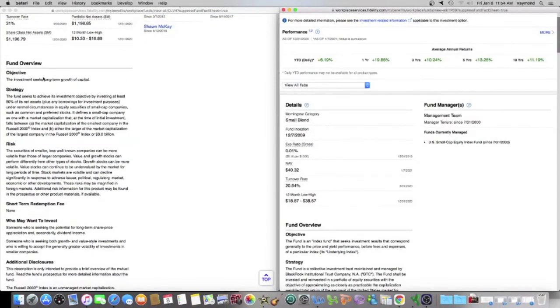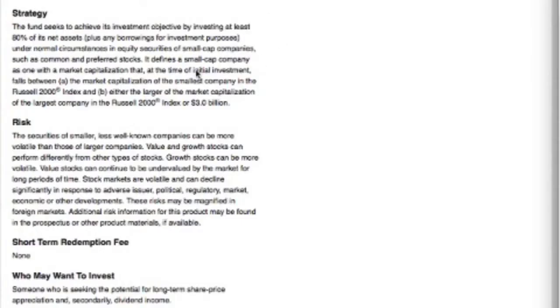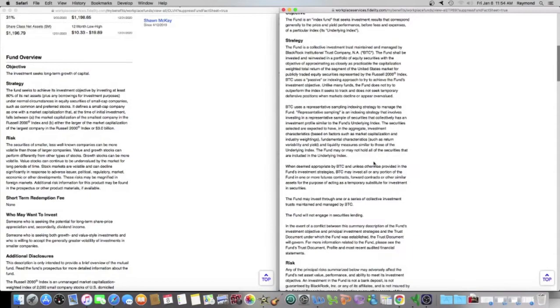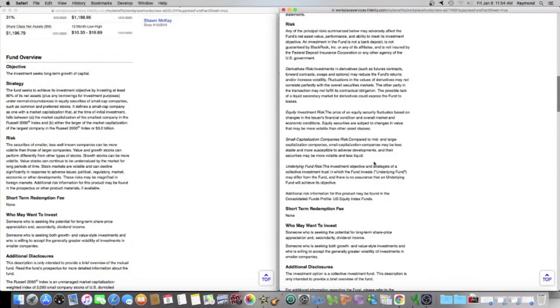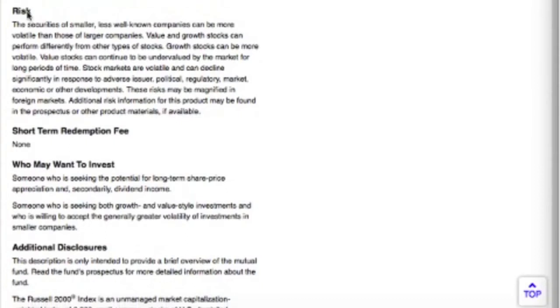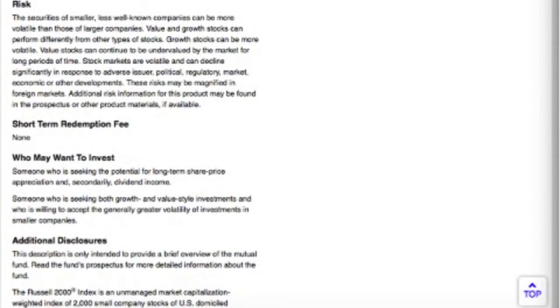Here it says fund overview. I like to read this. It just tells you the goal and the strategy and the risk of the fund. And let me save you guys some reading. Let's go to risk. This is something that you're going to see no matter what you click on. You're going to see risk. And all it's saying is that if you're in the stock market, 401k, there's risk that you can lose money. That's all it's saying. But if you want to read all this stuff, knock yourself out.